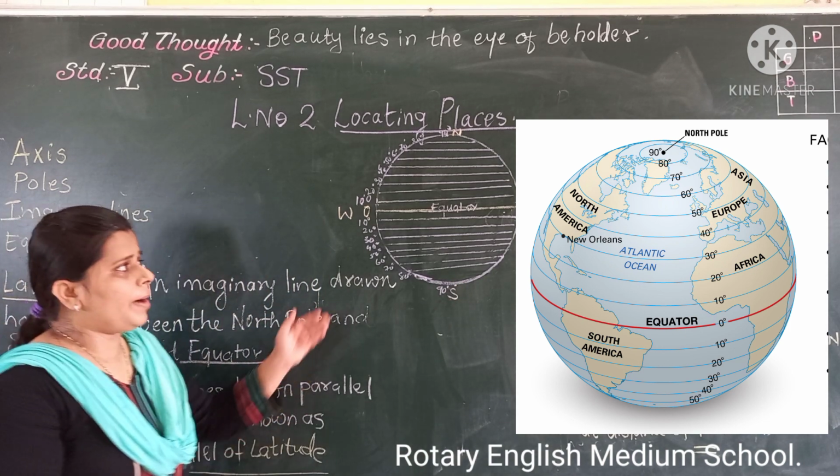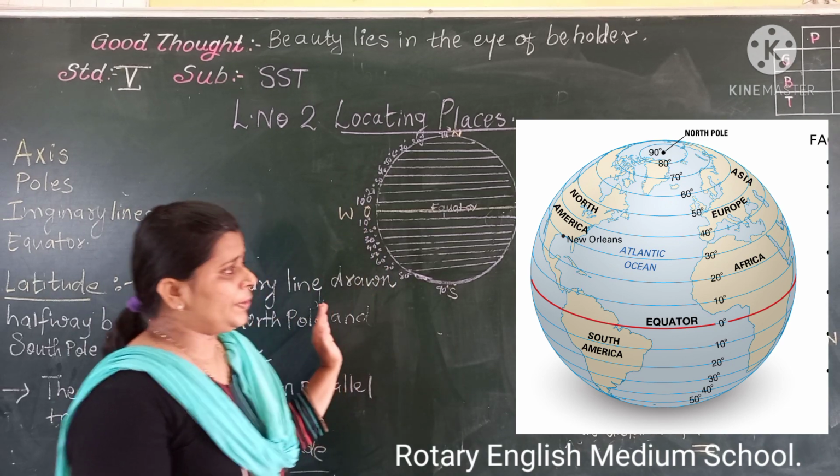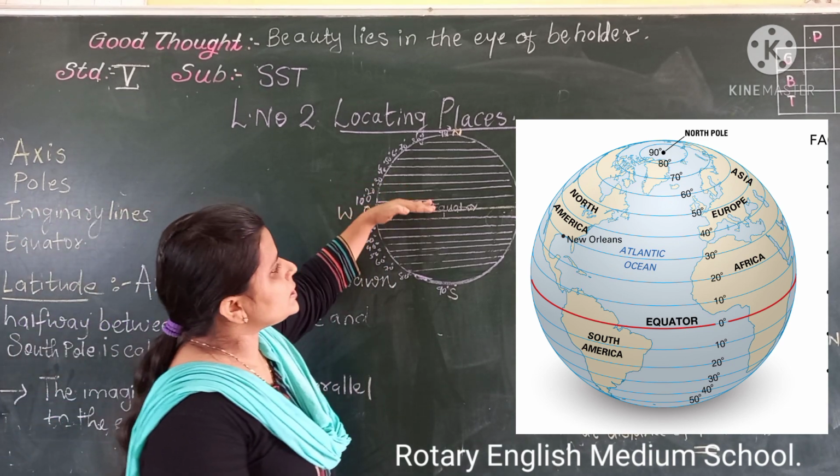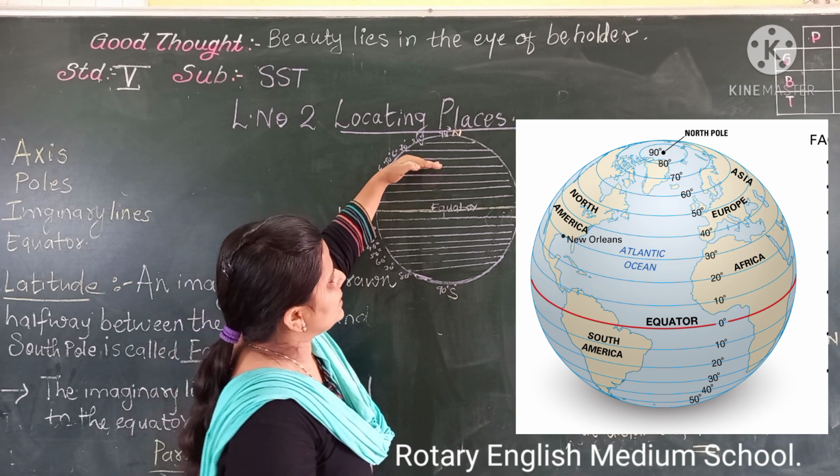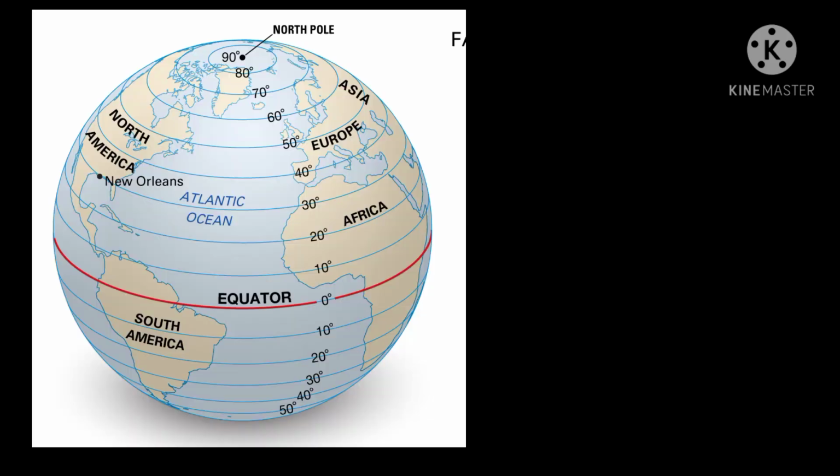Okay, understood about the parallels of latitude? What did we talk about? That the length of these parallel lines keeps on decreasing as we move away from the equator to the poles. You can see here the picture. These lines are numbered, and here I have numbered these lines. The total number of latitudes on the globe is 180 degree.